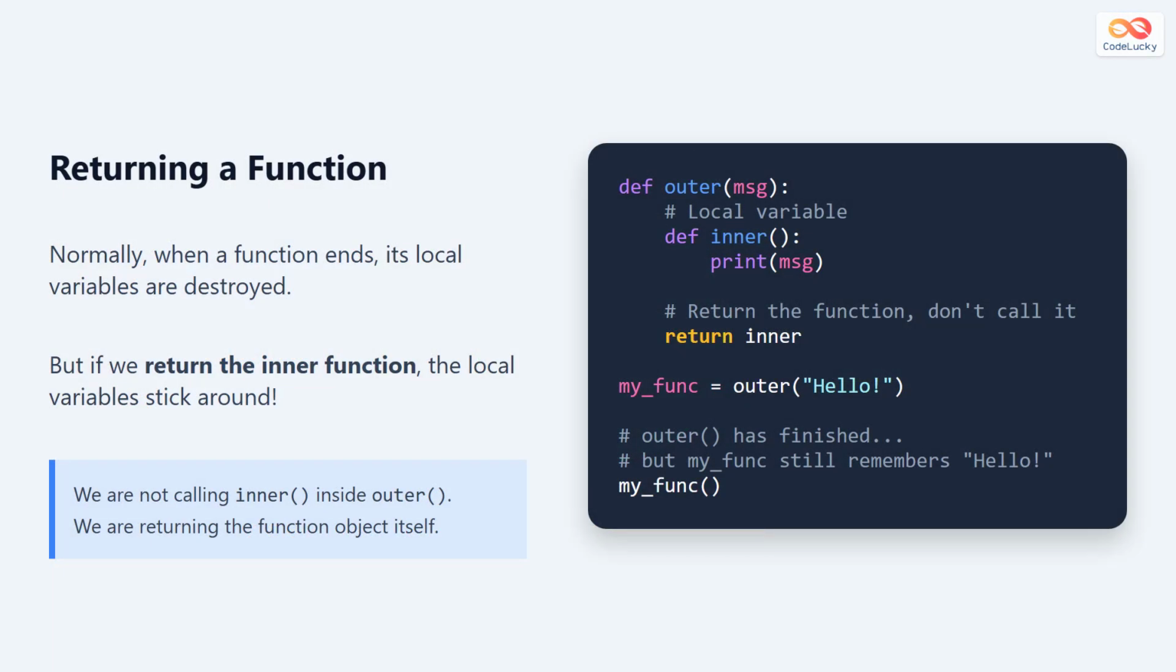How do we achieve this? Instead of calling the inner function immediately, we return it. Look at the code here. We return the function object inner without the parentheses. When we assign this to a new variable, like myfunc, that variable now holds the function plus the data it needs to run, like the hello message.